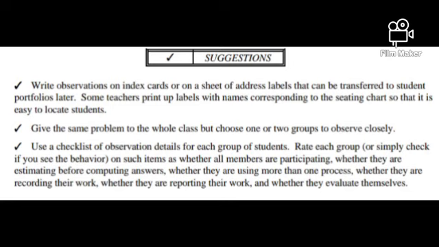Number three, use a checklist of observation details for each group of students. Rate each group or simply check if you see the behavior on such items as whether all members are participating, whether they are estimating before computing answers, whether they are using more than one process, whether they are recording their work, whether they are reporting their work, or whether they evaluate themselves.